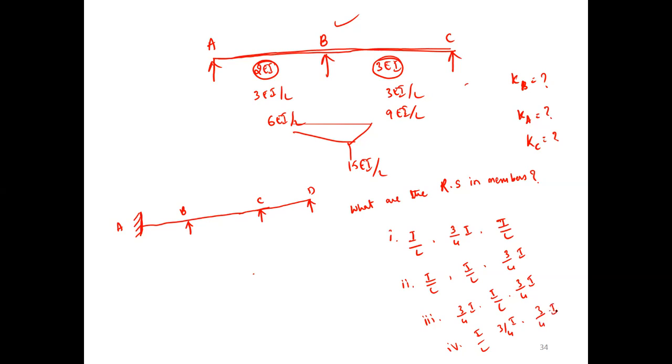Which one is correct option? Option B. Any other options? What is this? 4 EI by L. What is this? 3 EI by L. See, if you divide by 4, what are you getting? EI by L, and 3 by 4, EI by L. Which option is correct?